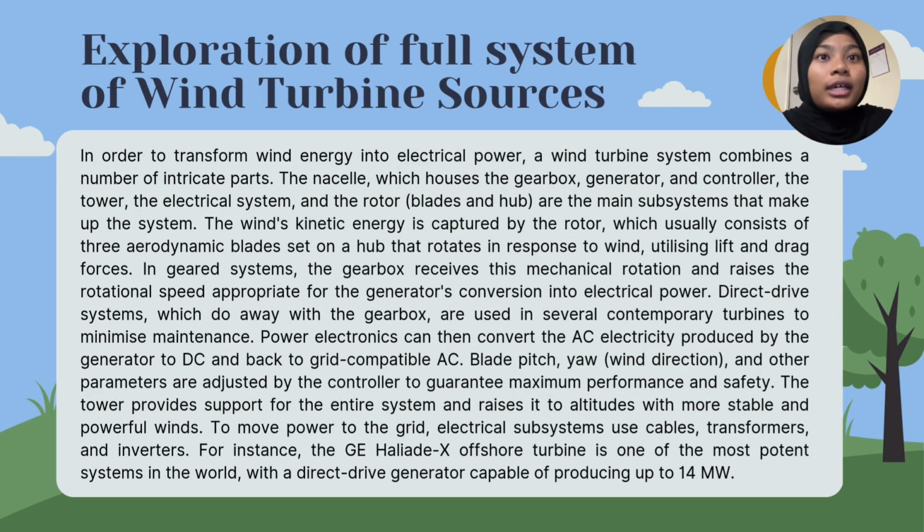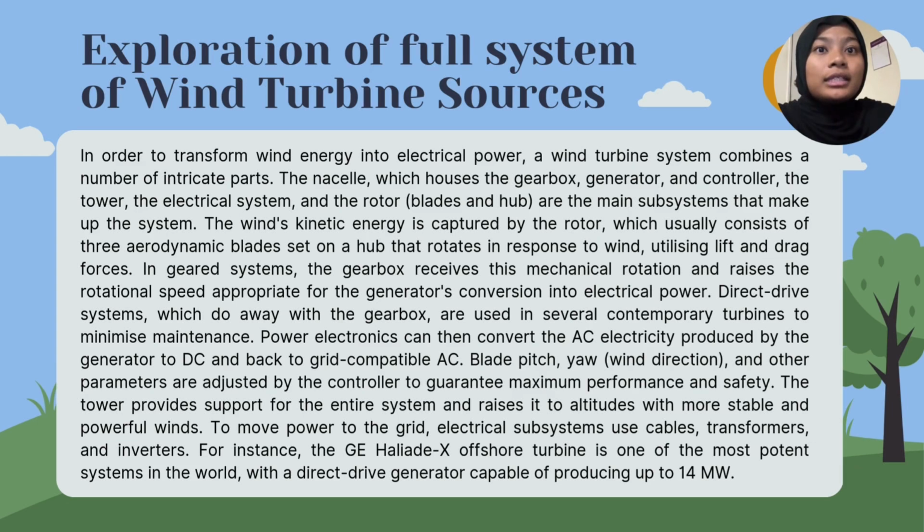Power electronics can then convert the AC electricity produced by the generator to DC and back to grid compatible AC. Blade pitch, yaw, wind direction, and other parameters are adjusted by the controller to guarantee maximum performance and safety. The tower provides support for the entire system and raises it to altitudes with more stable and powerful winds. To move power to the grid, electrical subsystems use cables, transformers, and inverters.